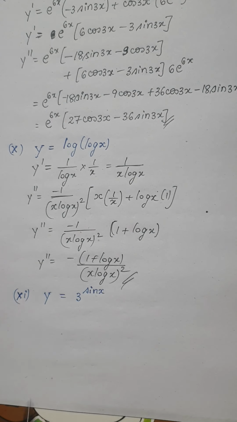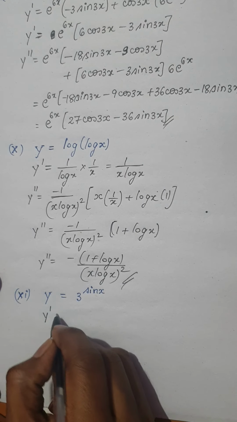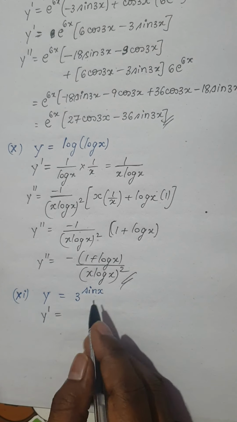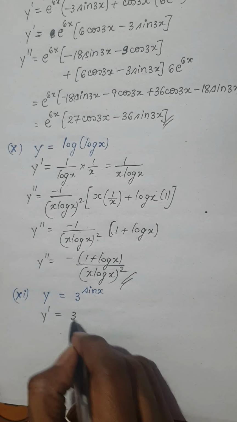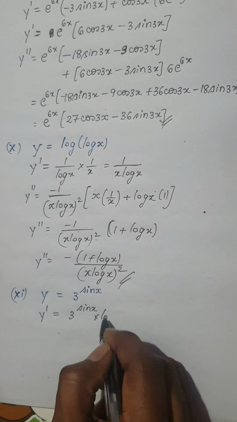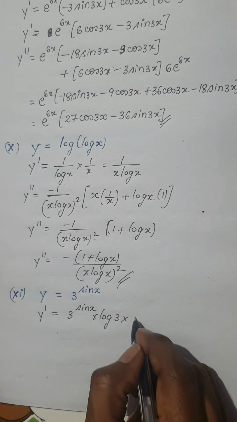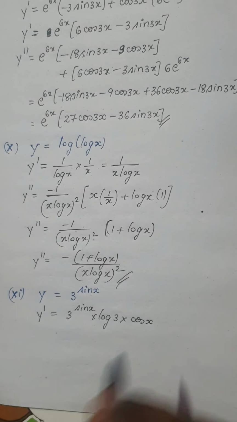Let us move to the next question. I have y is equal to 3 power sin x. Okay, so the first derivative is of the form a power f of x. So the derivative of a power f of x is a power f of x into log a into the derivative of f of x. Here the derivative of sine is cos x.